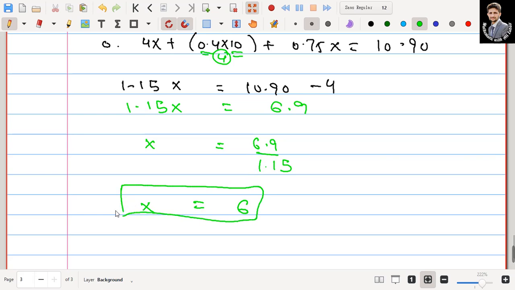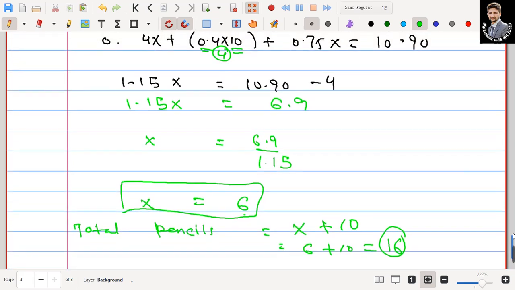Now I have to find the total number of pencils. So total pencils is equal to x plus 10. What is my x? X is 6. 6 plus 10, this is equal to 16. So the total number of pencils she purchased is 16, and the total number of pens she purchased is 6.